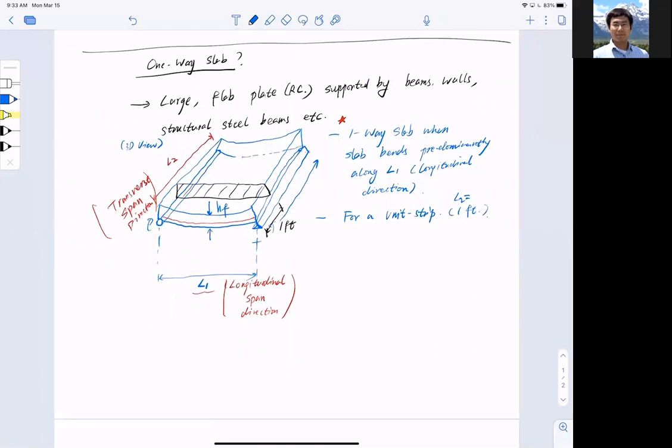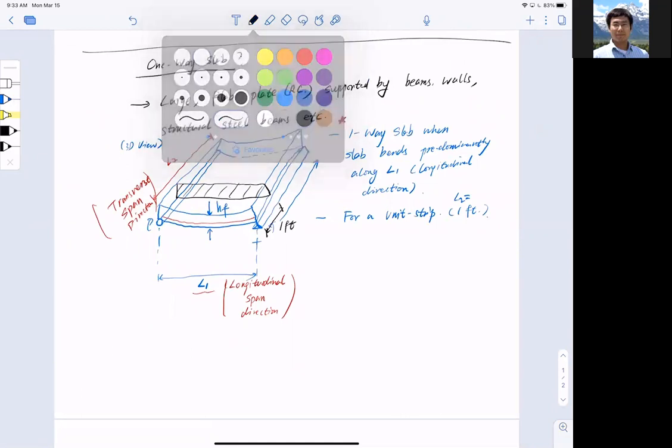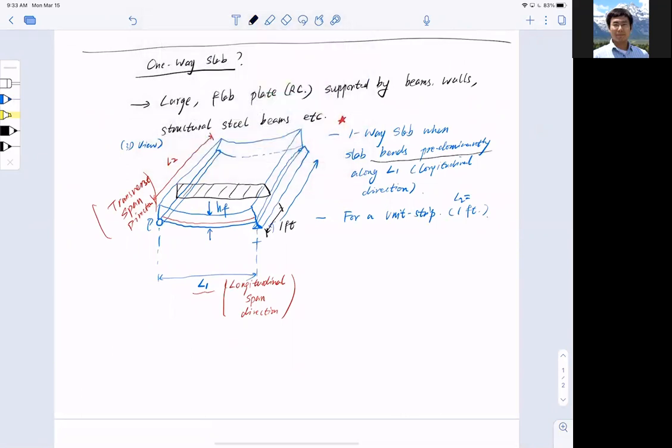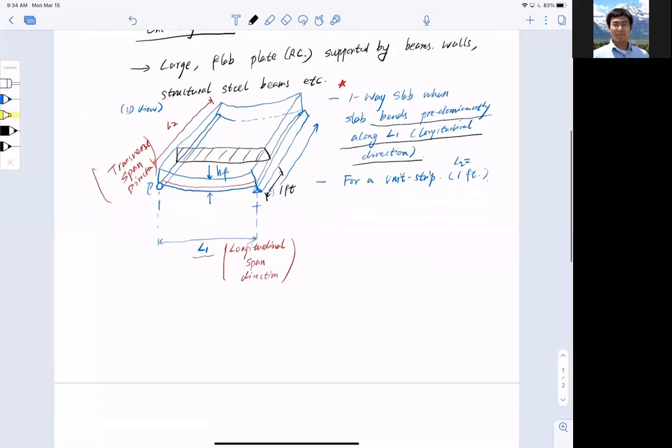But there are strict definitions of one-way slab. And I said here only a qualitative way, that it bends predominantly along one, the longitudinal direction. But how do you quantify that? Bob said, give me a number. How do you say it's a one-way slab for sure? I need to characterize it. So here is the number we're going to use.